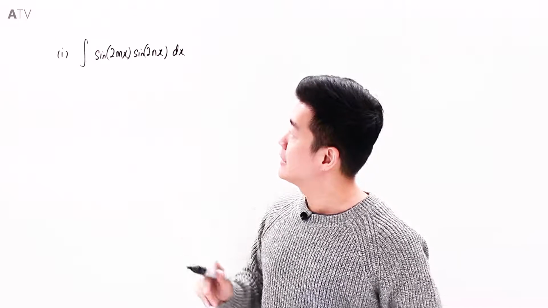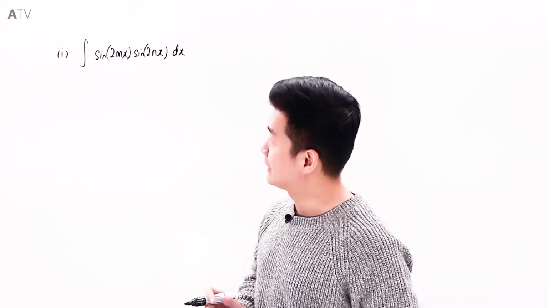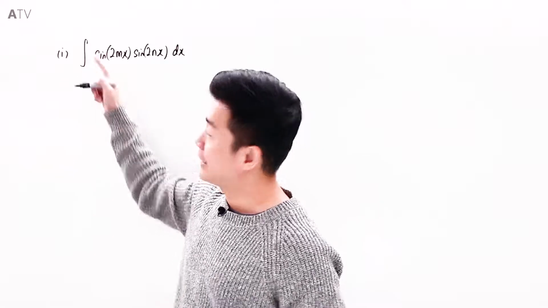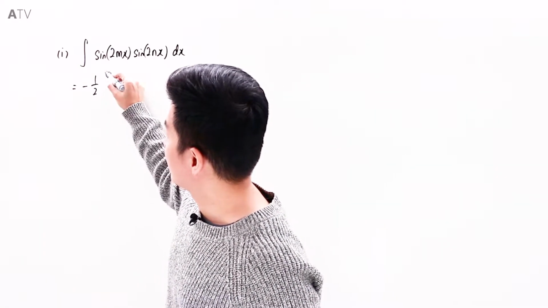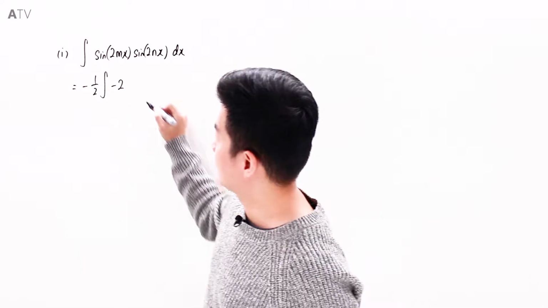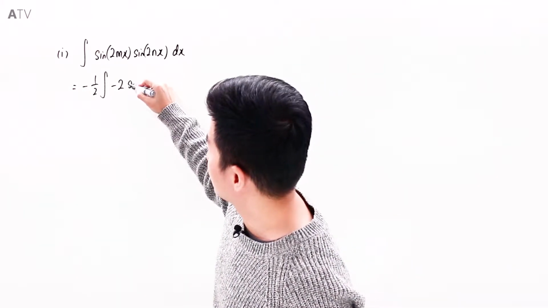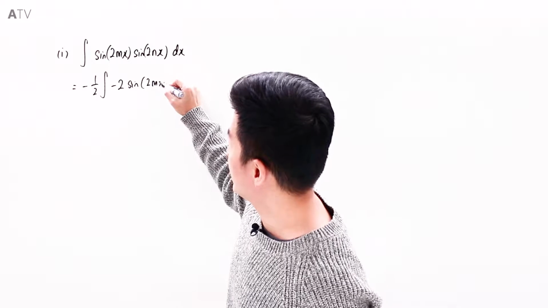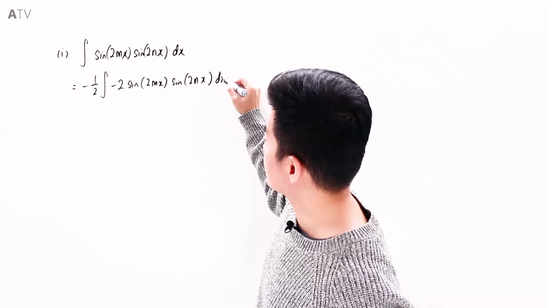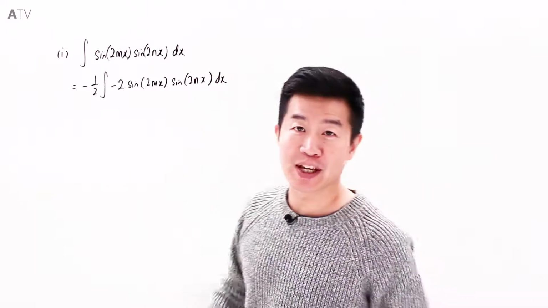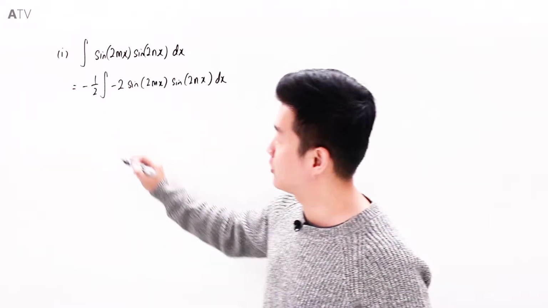For us to integrate this, we are going to make use of the trigonometric identity. So I'm going to create a negative 2 here. To achieve that, I'm going to have a negative half outside, so I can have a negative 2 here. Then I will have sin(2mx) sin(2nx) dx. And for this, we can now apply the trigonometric identity factor formula.